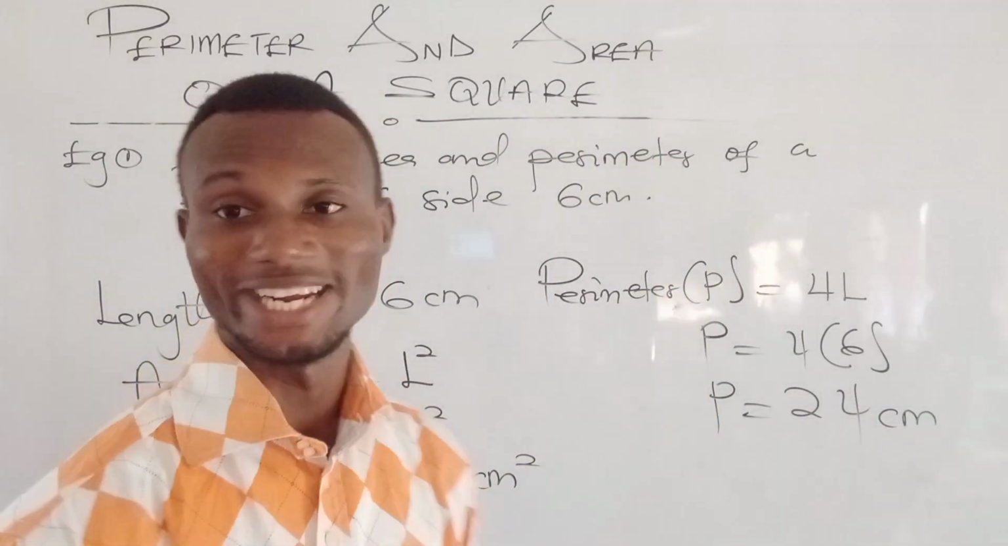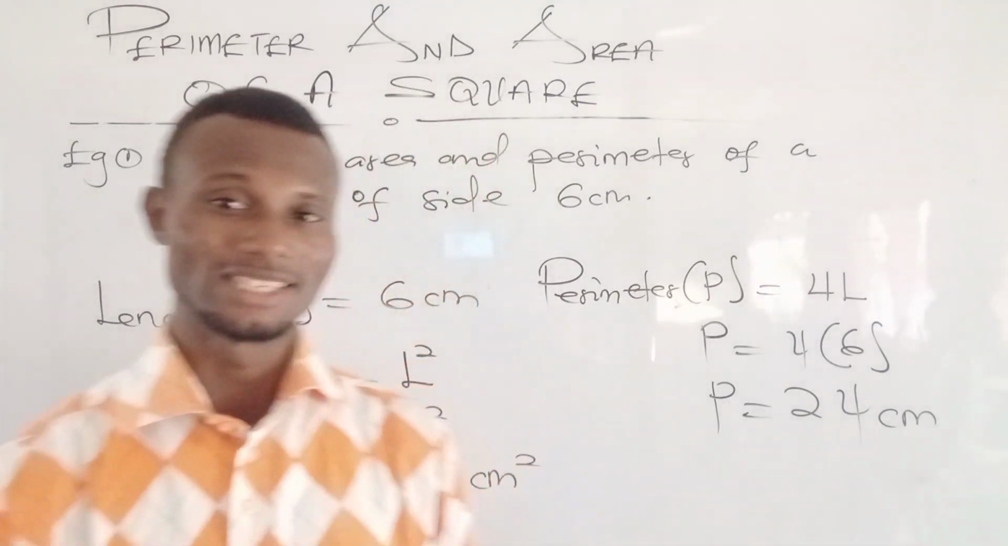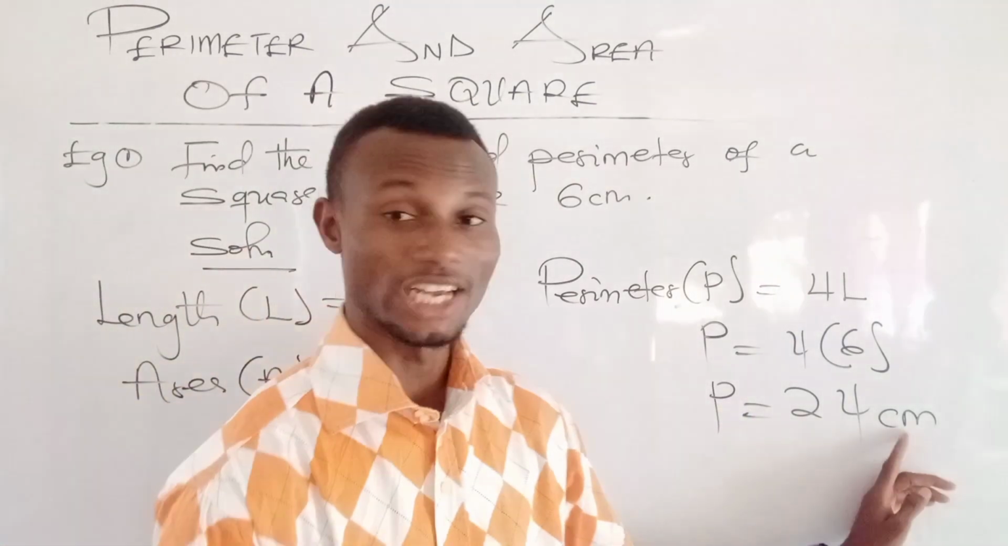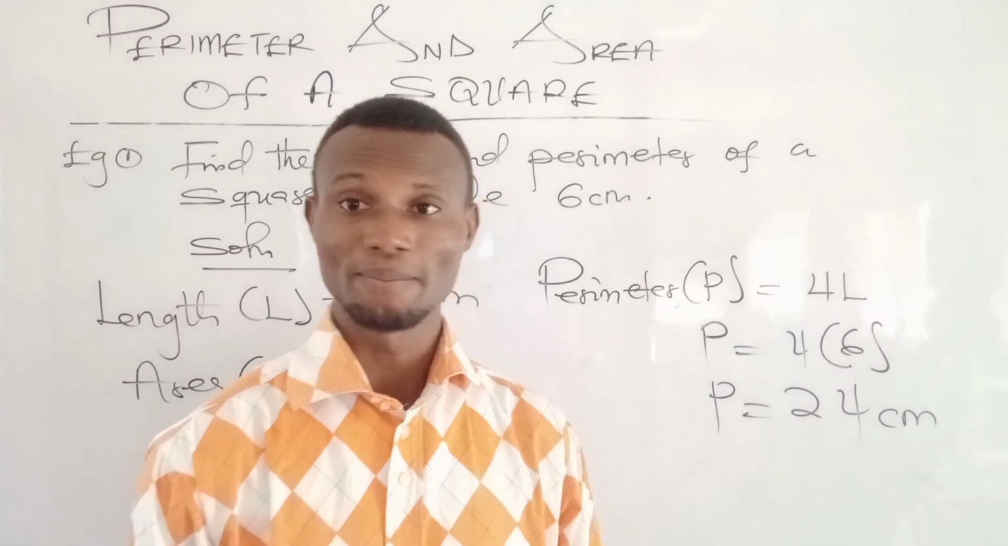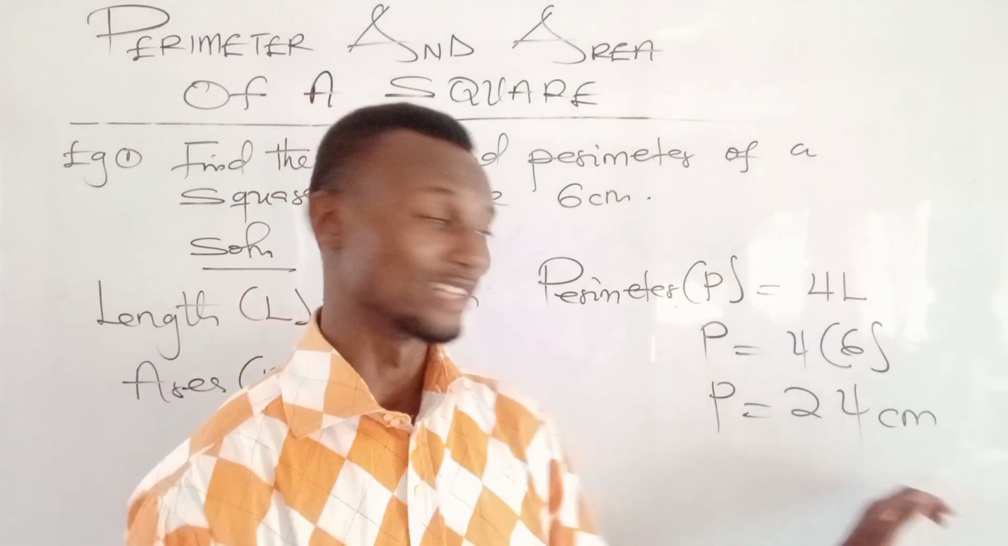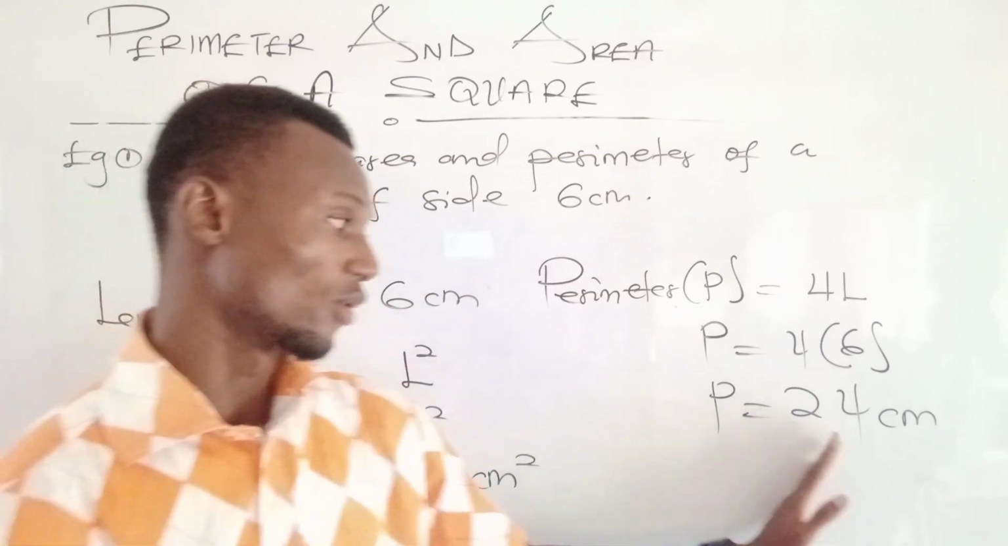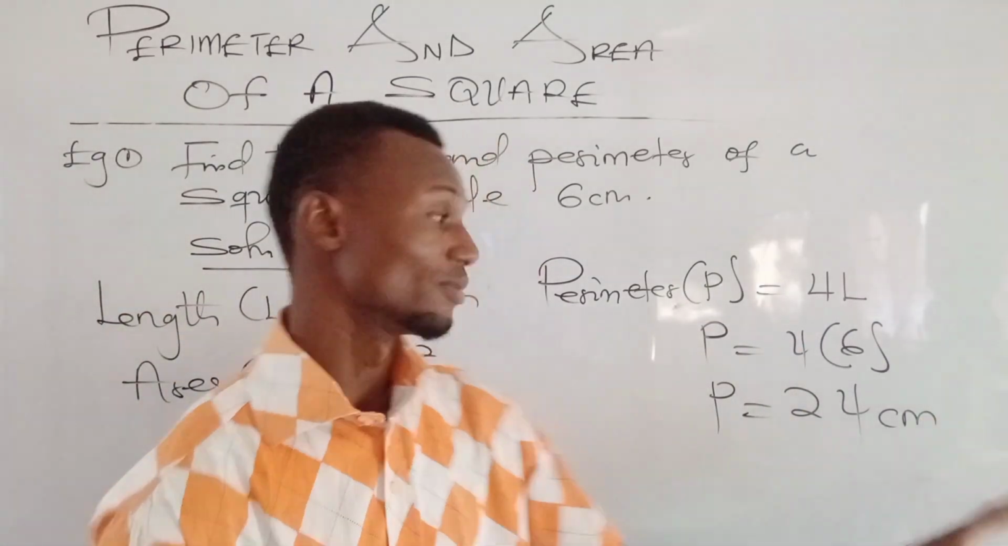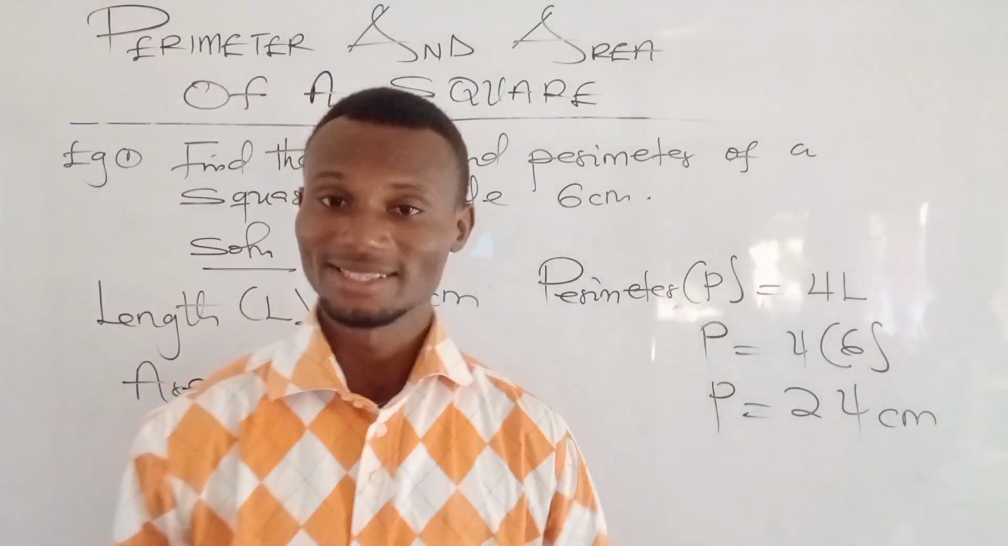Don't forget to bring the unit, very important. If you forget to bring the unit, the person marking your work might deduct some marks, because the unit is very important, so don't forget. So our P equals 24 centimeters, meaning the perimeter is 24 centimeters.